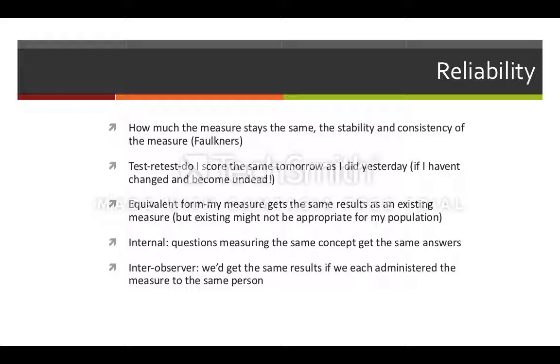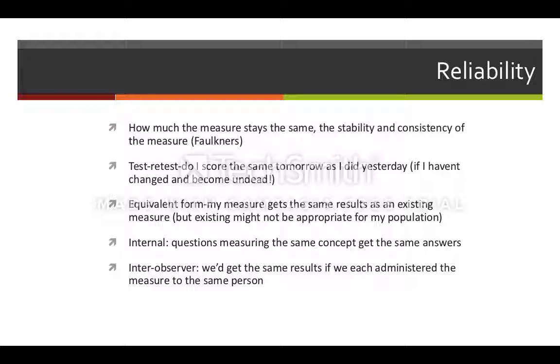There's what's called equivalent form reliability, which is related to concurrent validity. So both of them look at if the measure I'm using gets the same results as an existent measure. And with equivalent form reliability, it's really looking at over time and consistently.